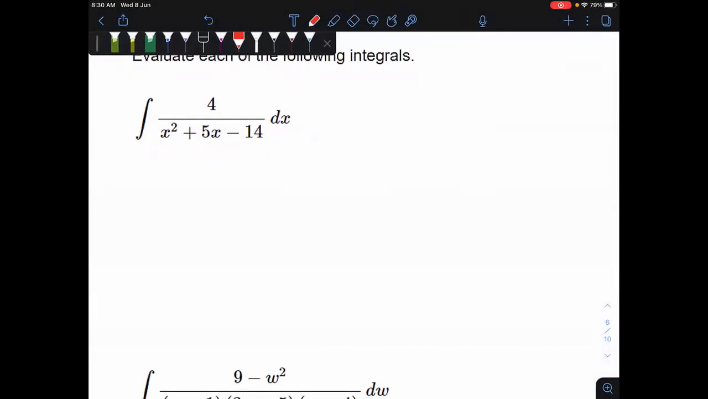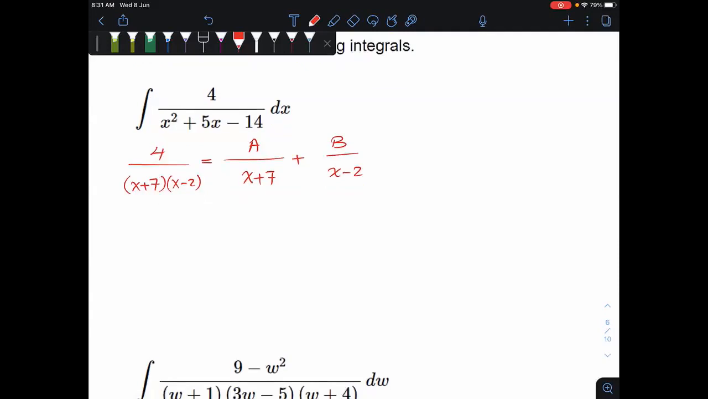By using partial fraction decomposition, we can first write this fraction, 4 over (x plus 7)(x minus 2), as equal to A over x plus 7 plus another constant B over the other factor x minus 2. Then, to find the constants A and B, multiply the whole equation by (x plus 7)(x minus 2).